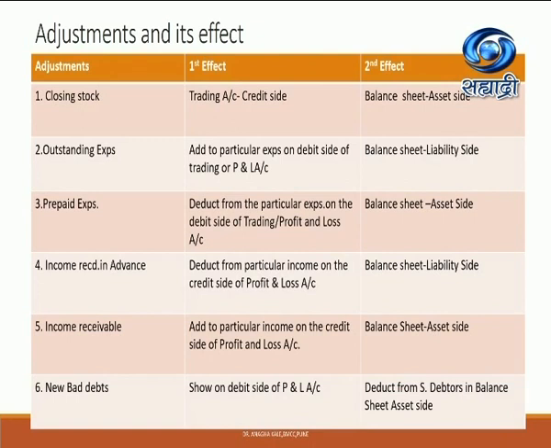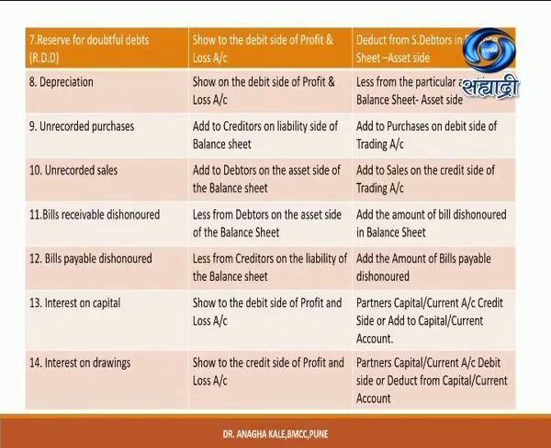Then new bad debts. Now there are different adjustments which are related to bad debts and RDD. Bad debts or RDD which is shown in the trial balance is called old bad debts or old RDD, and the bad debts or RDD which is given in the adjustment is new bad debts or new RDD. Now new bad debts will be shown on the debit side of the profit and loss account, and secondly we are deducting it from debtors in the balance sheet.